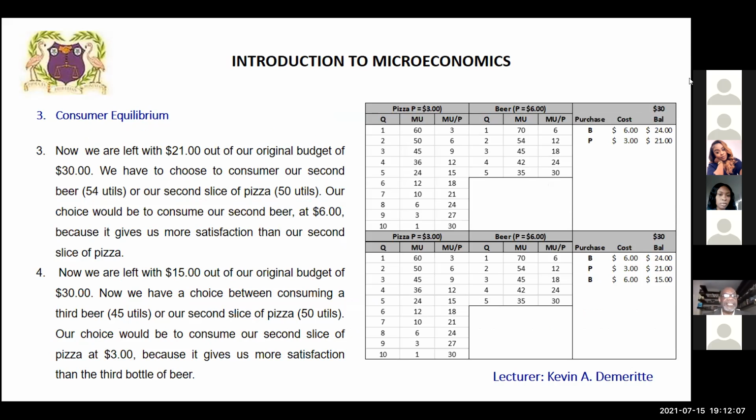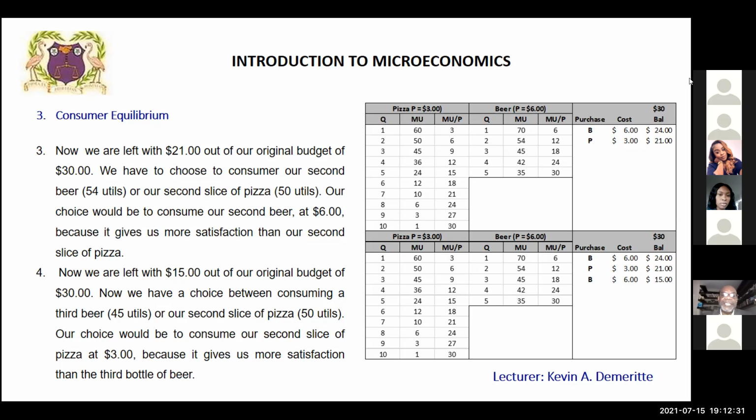So we're left with $21 of our original budget, and our choice is: do we consume a second beer, which gives us 54, or a second slice of pizza, which only gives us 50? So clearly, we go with the 54. We go with the beer. All right. We spend the $6 on the beer, and now we're left with $15.